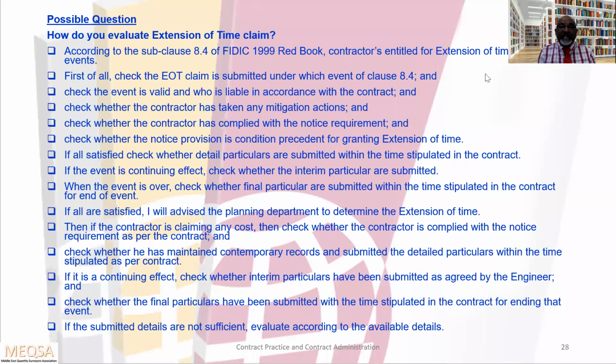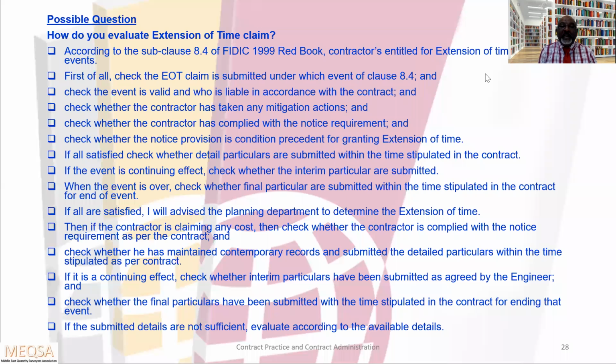Then if the contractor is claiming any cost, check whether the contractor has complied with the notice requirement as per the contract. So the previous one we have given for the time notice. Now we are moving to the cost. If the contractor is claiming for the cost, he should follow. He has to give the notice. Check whether he has maintained contemporary records and submitted the detailed particulars within the time stipulated as per the contract.